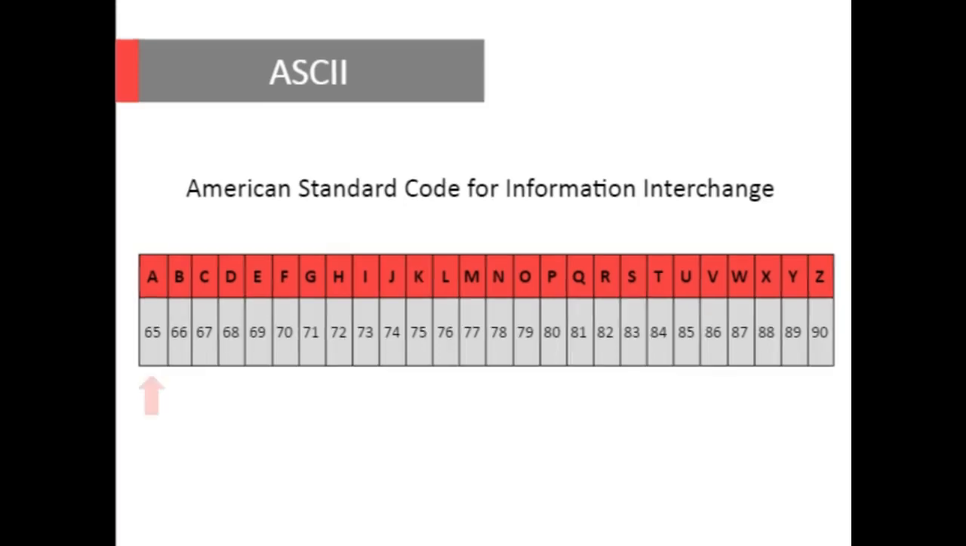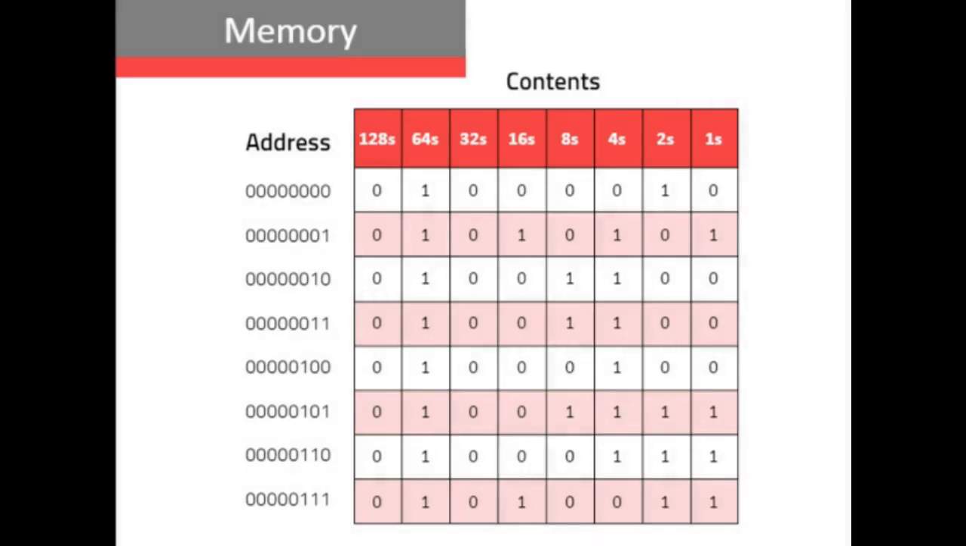Here you can see that the code for capital letter A is 65 in base 10, the code for capital B is 66, and so on. Using this coding scheme, we can represent these characters in a computer by converting their decimal codes to binary. What you see here is a representation of memory in a computer.